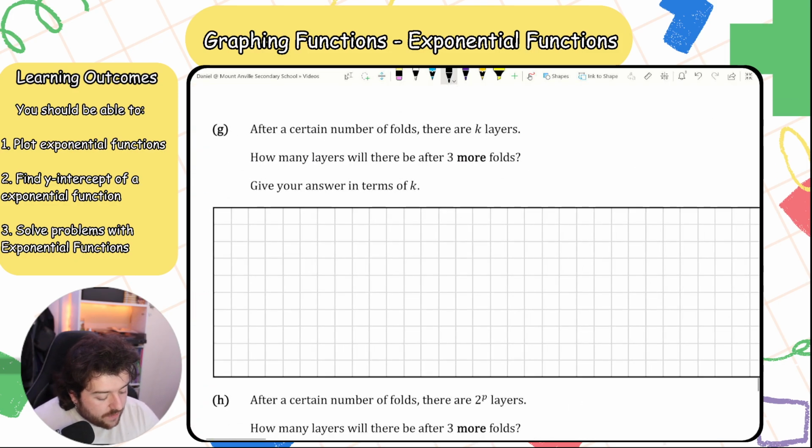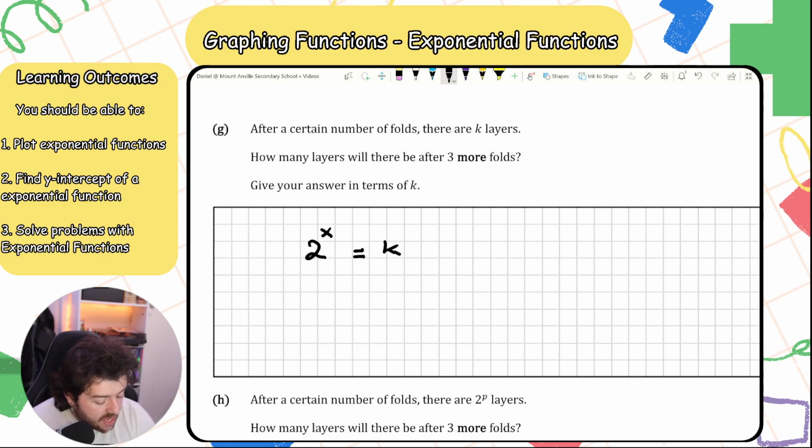After a certain number of folds, there are k layers. How many layers will there be after 3 more folds? So after a certain number of folds, we don't know what the number of folds are, so we're going to call that x. And there are going to be k layers. How many layers would there be after 3 more folds? Give your answer in terms of k.